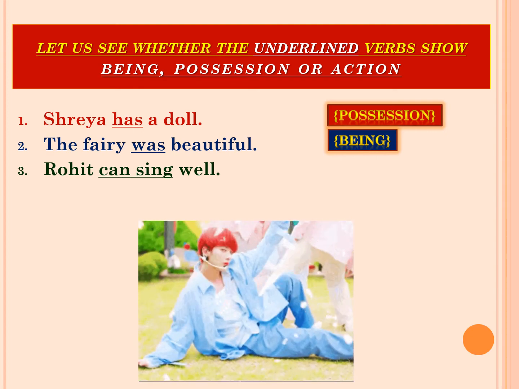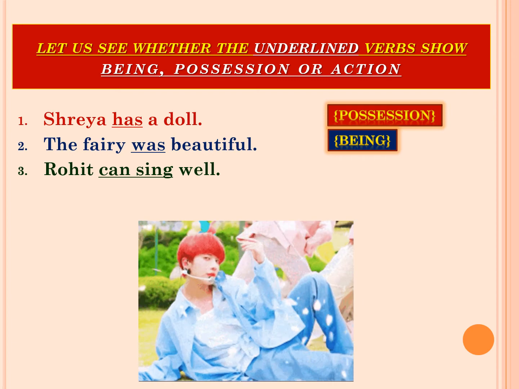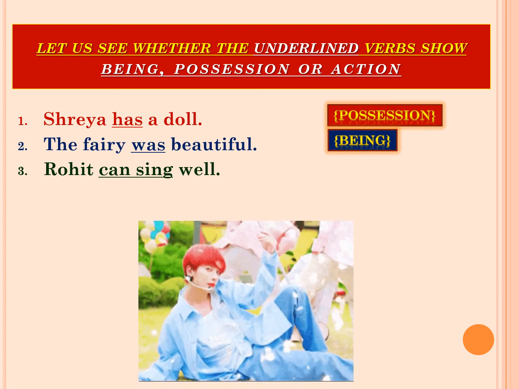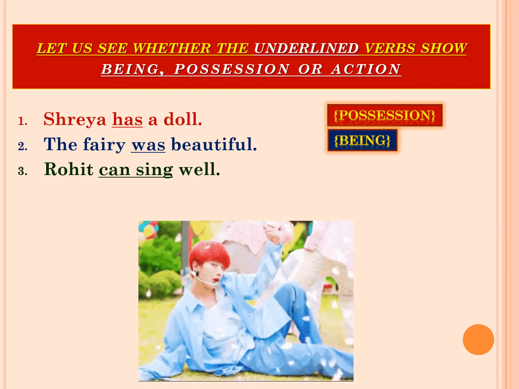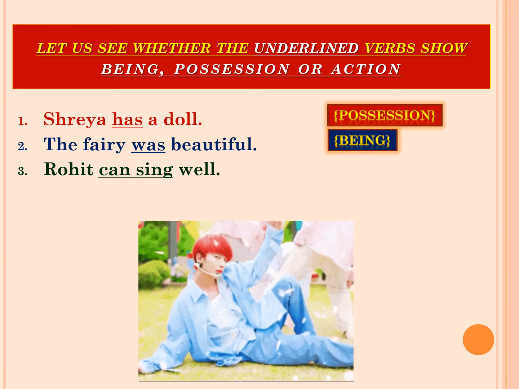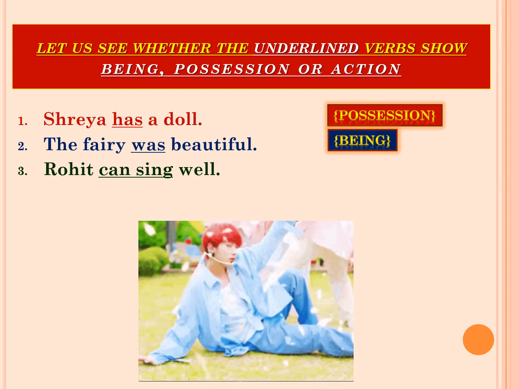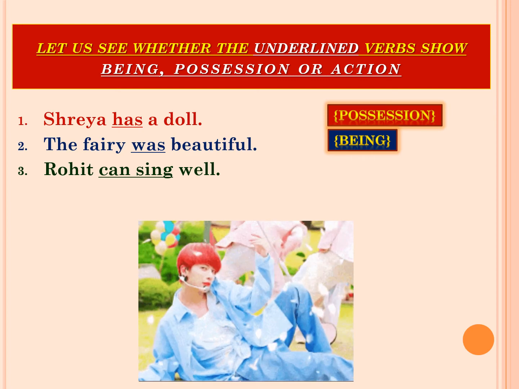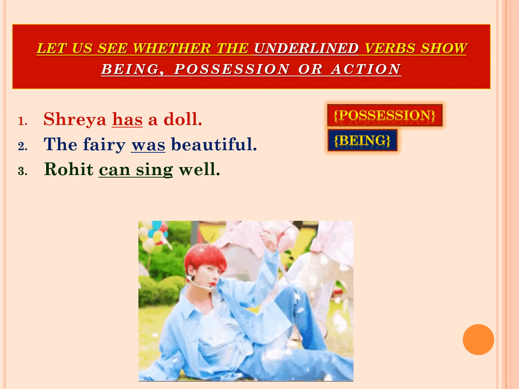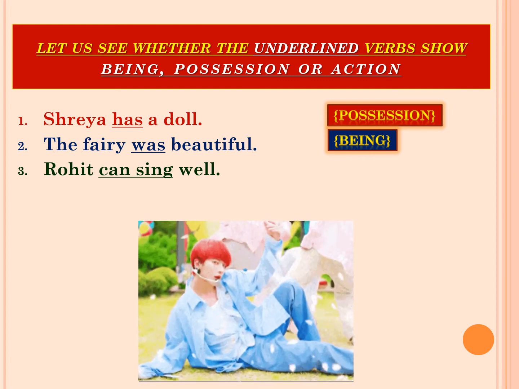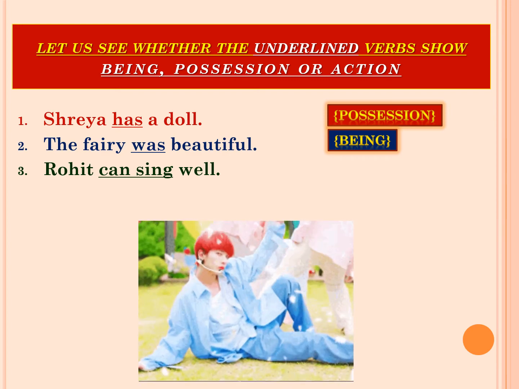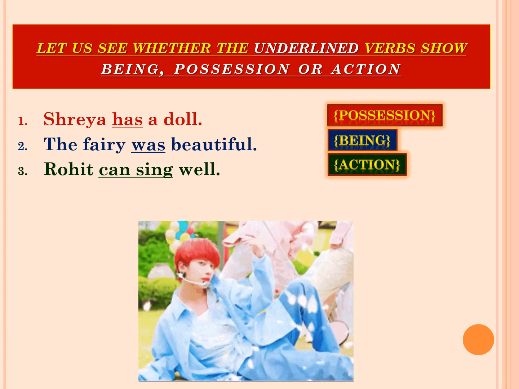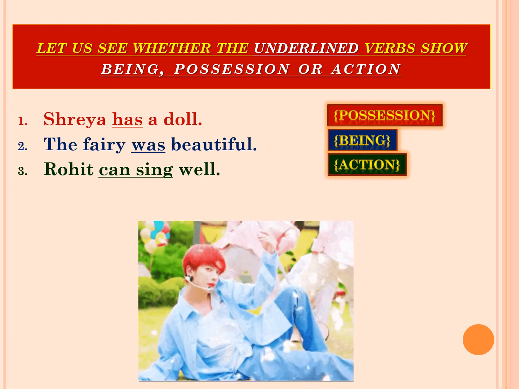Moving on to the next one. Rohit can sing well. Here you have two words underlined, and as I told you, verbs can be of one word or they can be made up of more than one word also. So over here we have two words. They are can, sing. And they both have been used as verbs over here. Rohit can sing well. In this sentence, what is the action being done? Sing. That means they are showing action.